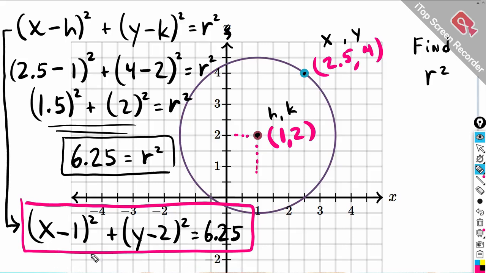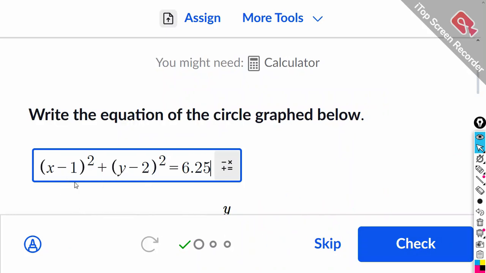All right, you have to leave x and y alone in the final equation and use h and k in the final equation. Only reason we needed this xy coordinate is to find r squared. Once we did that, we just used that in the equation. All right, x minus 1 plus y minus 2. Don't forget to square each one of those in the parentheses, and that equals r squared, which was 6.25.